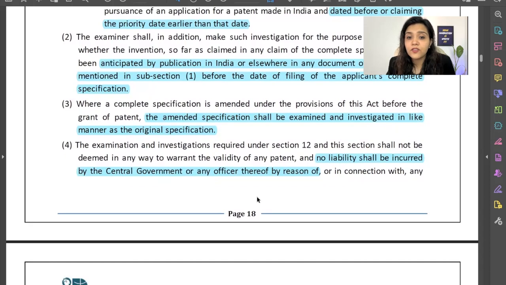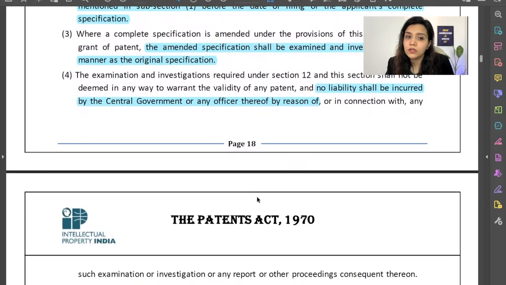Then, where a complete specification is amended under the provisions of this Act before the grant of patent, the amended specification shall be examined and investigated in the like manner as the original specification. So if in case there is some amendment, then the amended specification shall be examined in the same manner as the original specification. Then we have the last clause, which is clause 4, which is the examination and investigation required under section 12, and this section shall not be deemed in any way to warrant the validity of any patent, and no liability shall be incurred by the central government or any officer thereof by reason of or in connection with any such examination or investigation or any report or other proceedings consequent thereon.